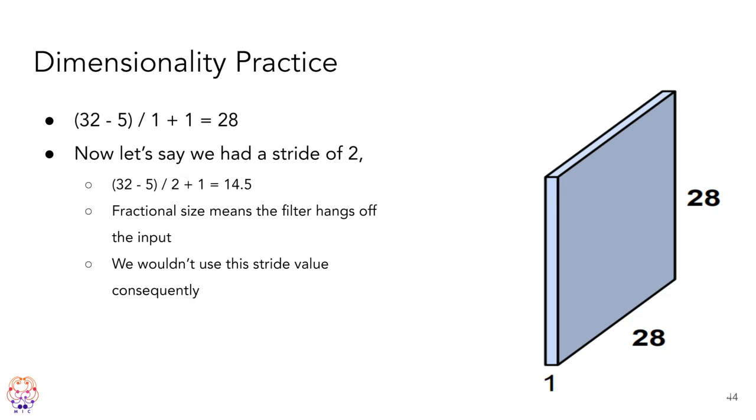So if we change the stride length to 2, then we have 27 divided by 2 plus 1 is 14.5. Because this is not an integer, it's going to cause a problem. So basically, as the filter moves across each horizontal row, when it reaches the end, it's going to hang off a little bit and not fit evenly onto the input. So because of that, this stride size isn't going to work for this specific input.